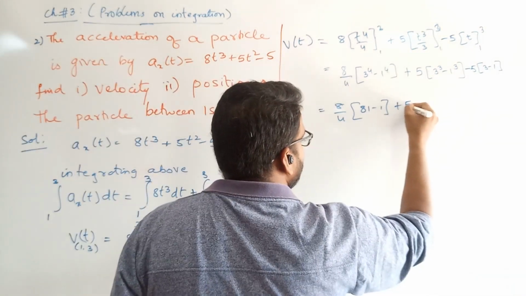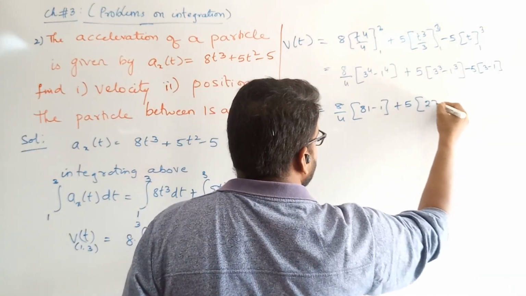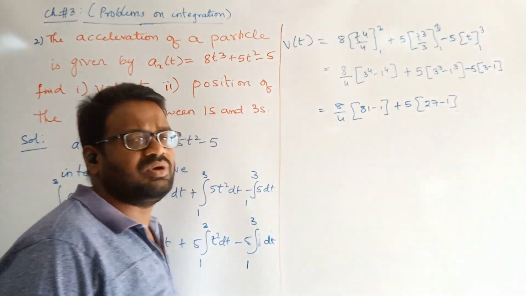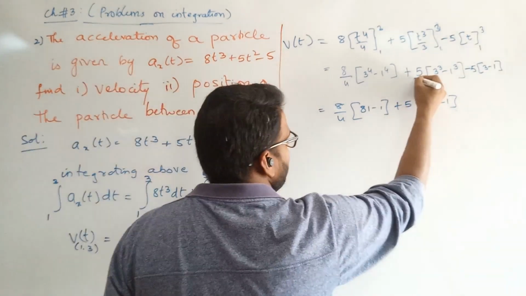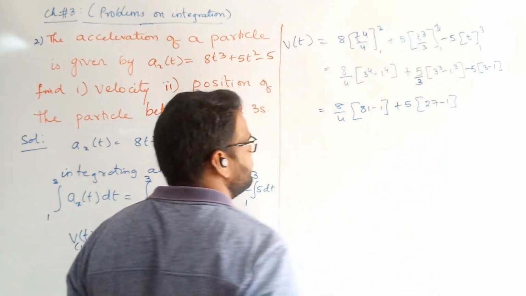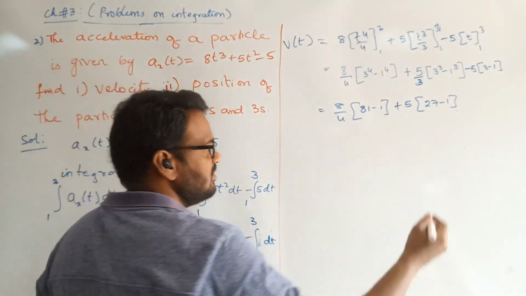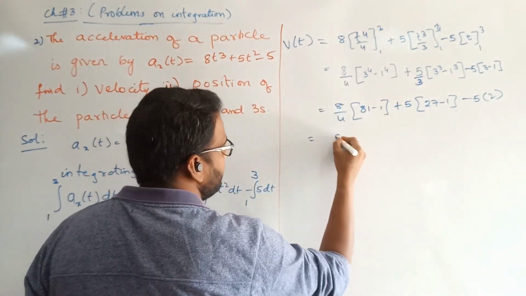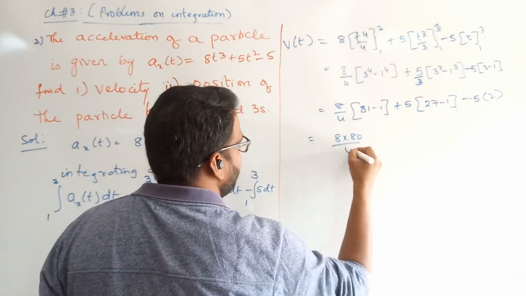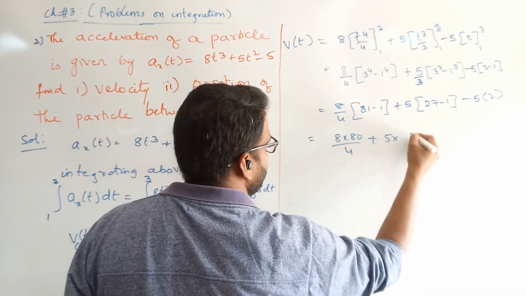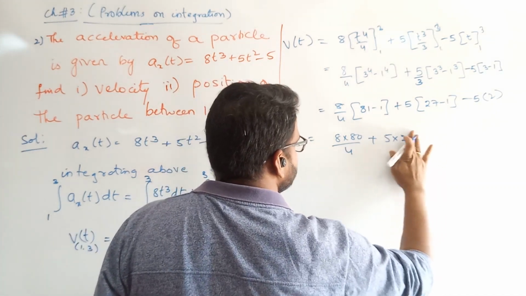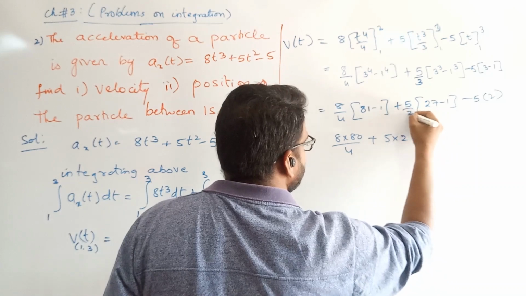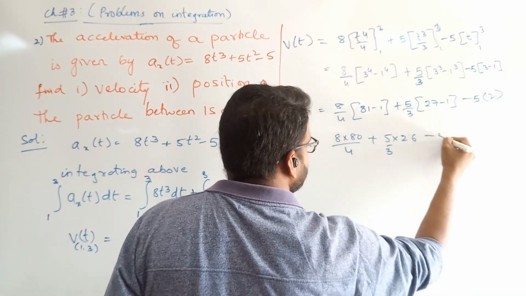plus 5 times of, what is 3 cube? 3 into 3 into 3, 27 minus 1. Any factor remaining? Sorry, 3 remaining here, right? 3 has come out of this. Minus 5 into 2 accordingly. 8 into 80 by 4 plus 5 into 26, 5 by 3 into 26 minus 5.